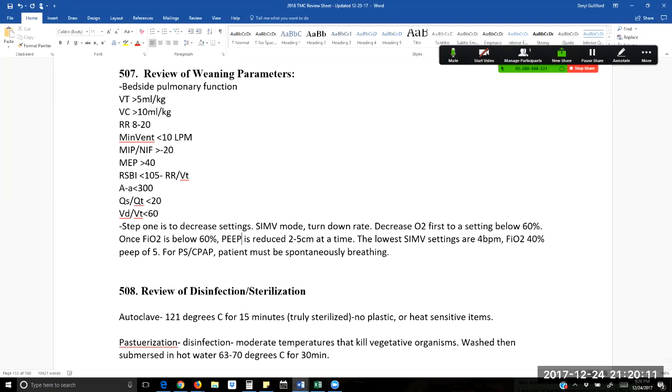Lowest SIMV settings are: SIMV 4, FiO2 40%, PEEP of 5. And for pressure support CPAP, the patient must be spontaneously breathing.